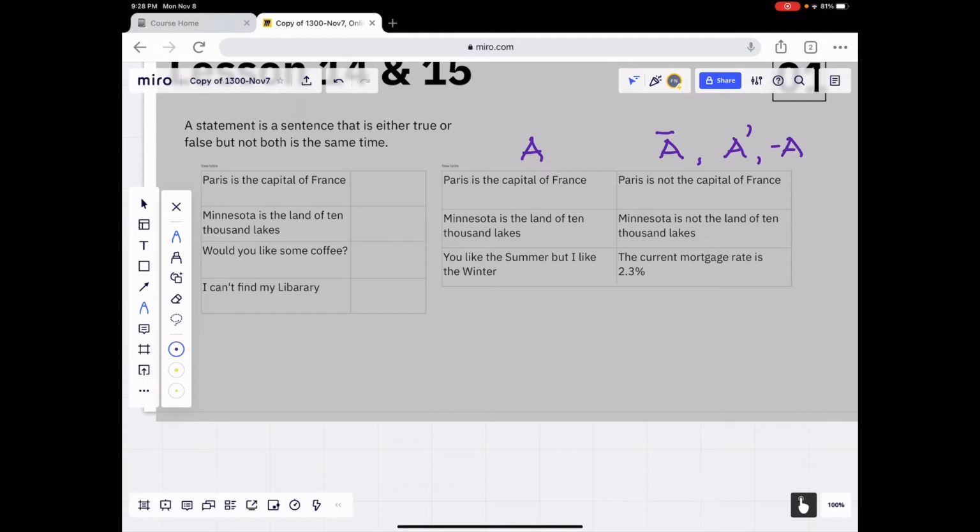For a compound statement, you have connecting words like but, and, with, and so on, prepositions. So if you say you like summer, but I like winter, that is a compound statement. The current mortgage rate is 2.3%, which is very good for this year. That is a simple statement. It's not a compound statement.